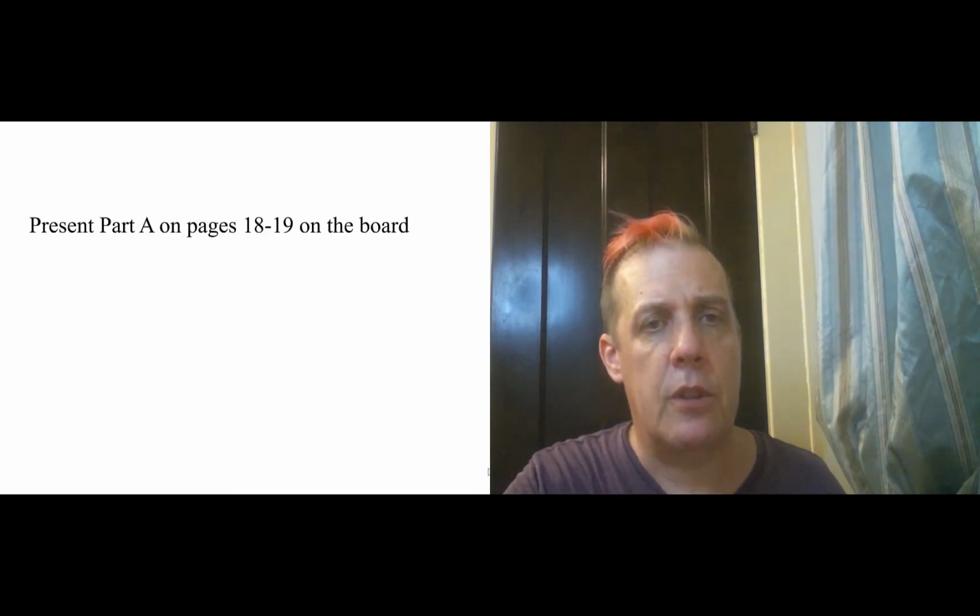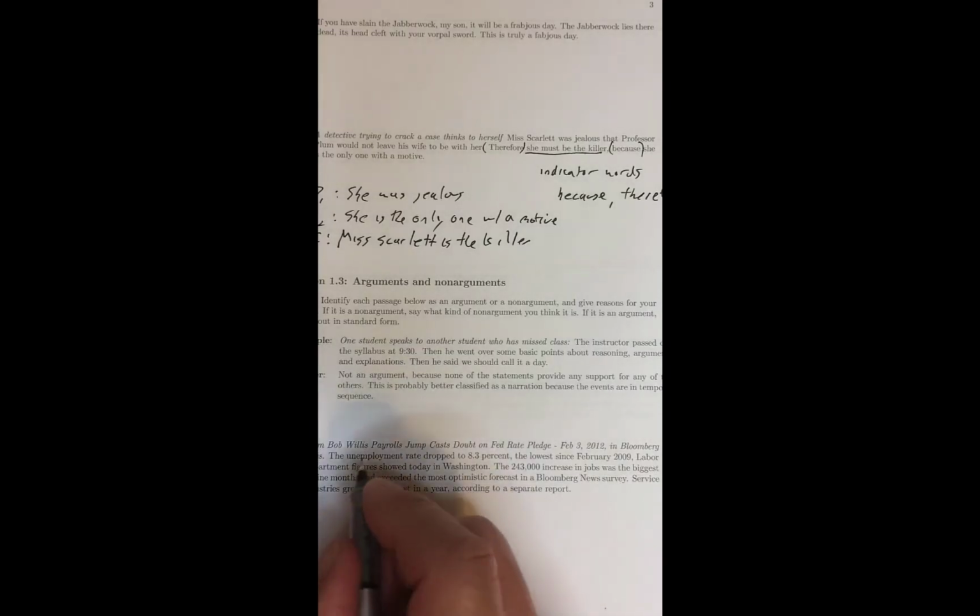So again, we're going to insert some homework answers here. So this is from an article by Bob Willis in Bloomberg News, old newspaper article, 2012. The unemployment rate dropped to 8.3%, the lowest since February 2009, Labor Department figures showed today in Washington. And there's more stats. This was the biggest increase in jobs in 9 months. Service industries grew by the most this year, according to a separate report.